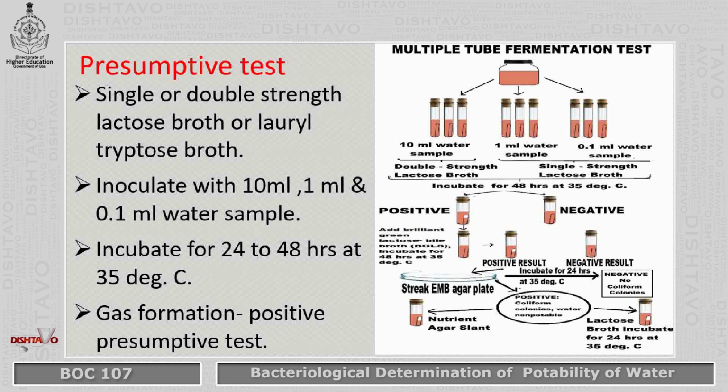These are inoculated with 10 ml, 1 ml, and 0.1 ml of water sample and incubated for 24 to 48 hours at 35 degrees C. After which, gas formation may take place, which will be observed in the Durham's tubes placed at the bottom of the fermentation tubes. If gas formation takes place, then it signifies a positive presumptive test. And if gas formation does not take place, then the test is negative.